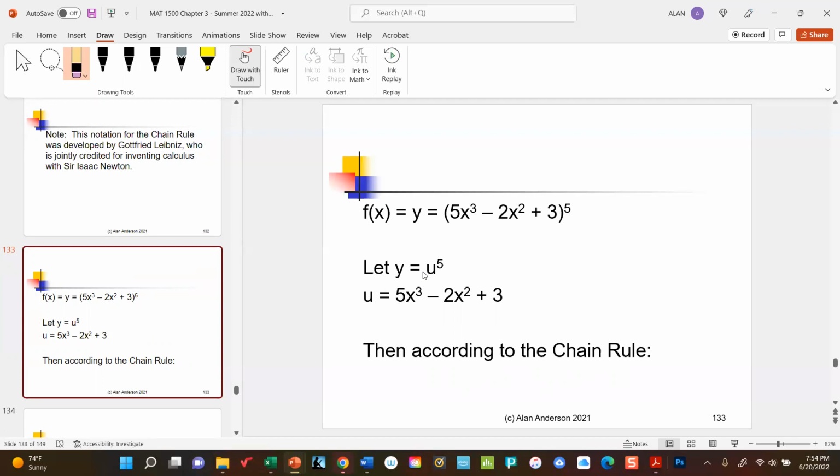So let's do this. Here's our clever strategy. u will be this function. We're going to define u to be what's inside the parentheses, which means that we could rewrite y as u to the 5th power. Again, we're doing this because, hard to believe now, it is going to speed this up a bit.